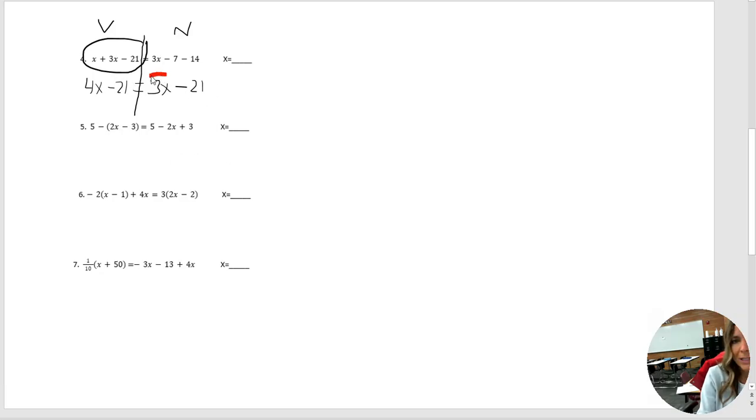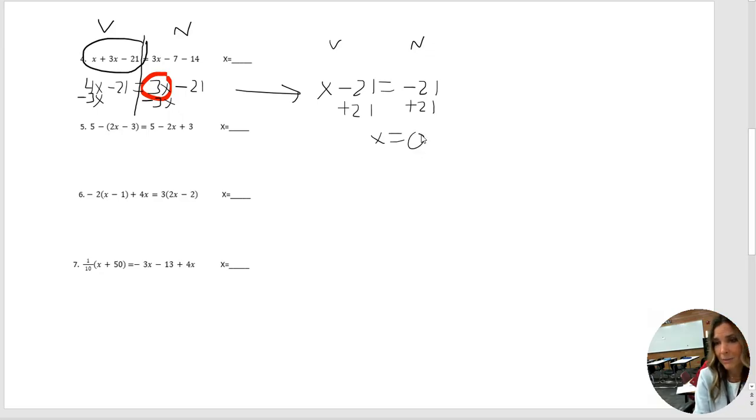So I want to get rid of this 3x that's on the number side. I want it to be on the variable side. So I'm going to subtract 3x from both sides. I'm going to bring that over here, which leaves me with x minus 21 equals a negative 21. And then remember, this was my variable side, this is my number side. So this negative 21 needs to be on the other side. And when I do that, I get a negative 21 and a positive 21, which is a 0. That is my solution, okay?